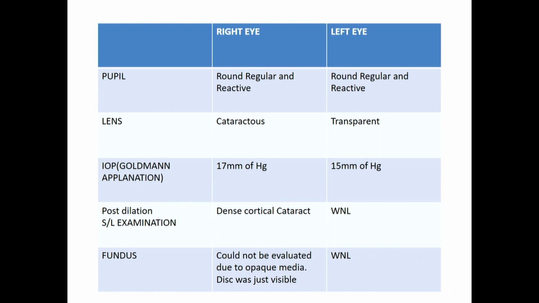Goldmann measured IOP was 17 and 15 mm of Hg respectively. The lens of the right eye was cataractous while the left eye was transparent. On post-dilation, the slit lamp examination showed a dense cortical cataract in the right eye, and the fundus could not be evaluated due to opaque media. The disc was just visible.